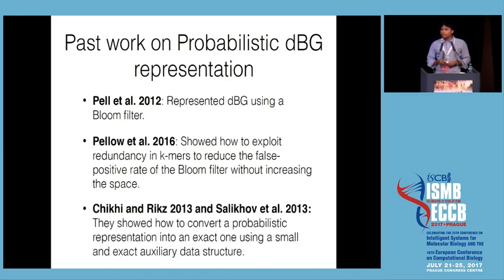Chiki et al. and Salikov et al. showed how you can convert this approximate representation of the de Bruijn graph into an exact one by using a small and exact auxiliary data structure. In debugger, we're going to show you how we can use some of these tricks and extend them to their logical conclusions in a weighted de Bruijn graph. And we can build on top of it to give you better guarantees on the structure of a de Bruijn graph when you have weights associated with each edge.